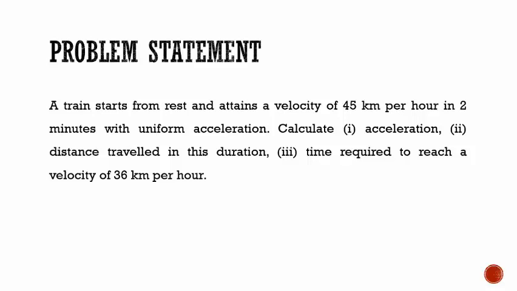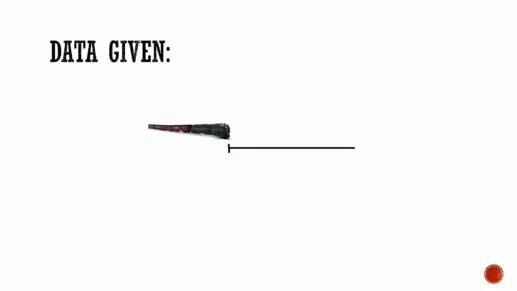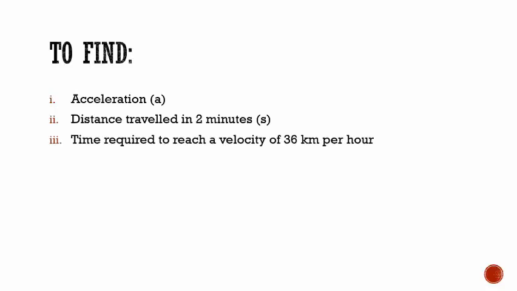The data given in the problem: the motion of a train is considered. It is given that the train starts from rest, so the initial velocity u of the train can be considered to be 0, and it is following a rectilinear motion. After 2 minutes of time, its velocity is found to be 45 km per hour. For this case, it is asked to find the acceleration a, the distance travelled in 2 minutes while attaining 45 km per hour velocity, and the time required to reach a velocity of 36 km per hour.